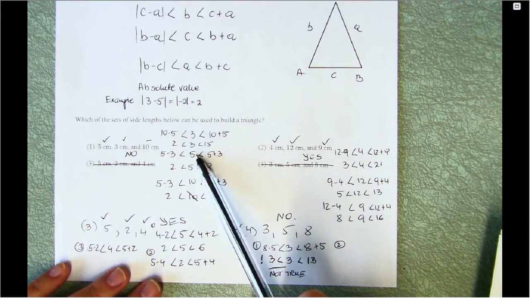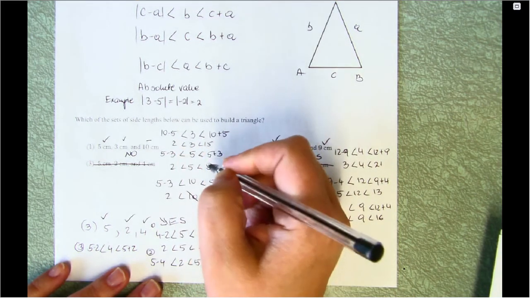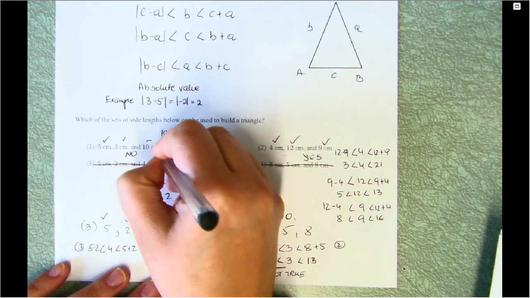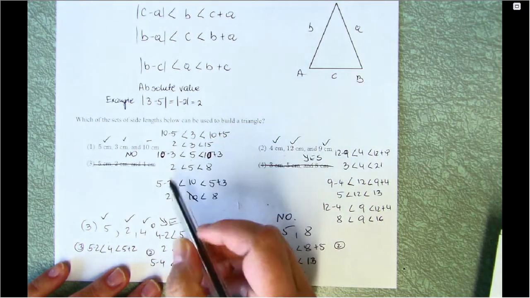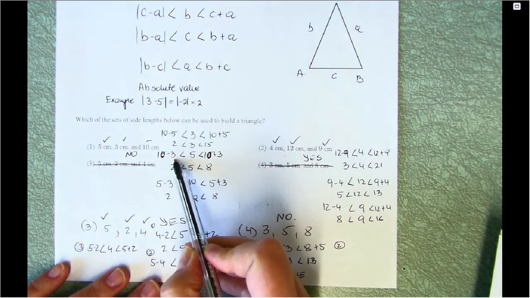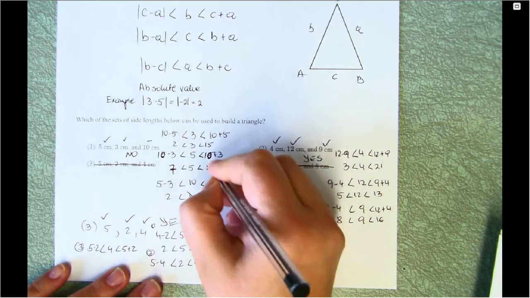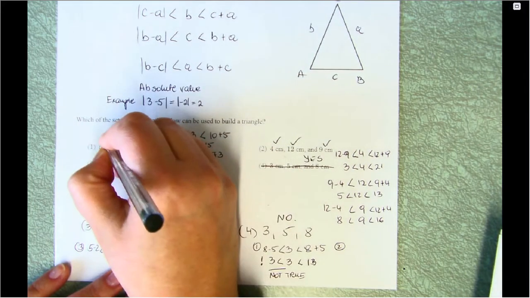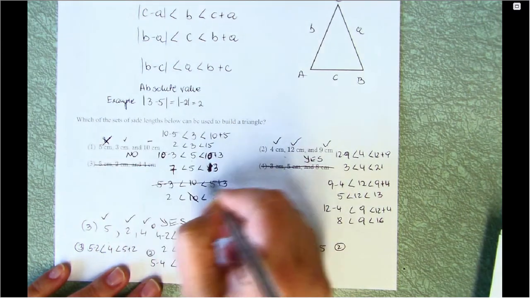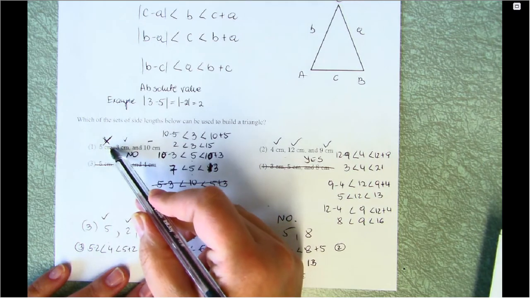Now I'm going to check 5. And I made a mistake, because if I'm using 5, the other sides have to be 10 and 3. Sorry. So 10 minus 3 gives me 7, and 10 plus 3 is 13. Is 5 between 7 and 13? That is not true. So right away, I don't even have to check 10, because one of my sides doesn't work.